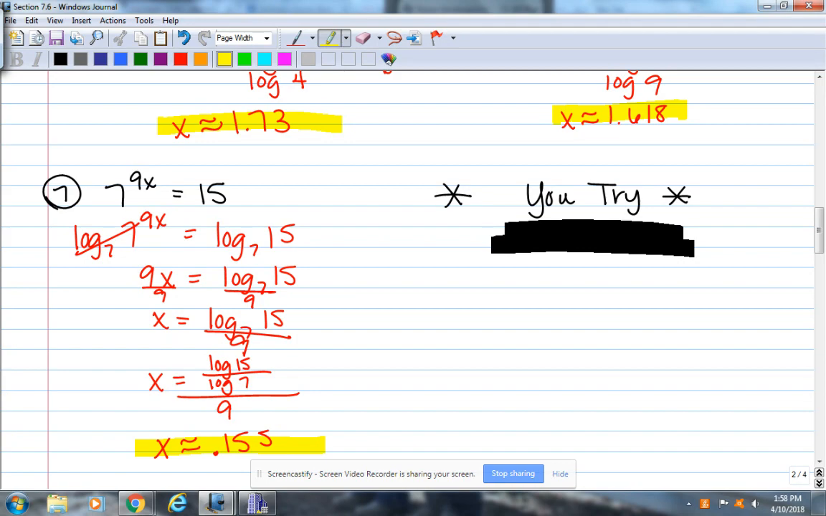Any questions? So you guys are going to try this one, which isn't that bad. It's actually probably the easiest one we've done of those. Take a logarithm on both sides, solve it for x with your calculator.